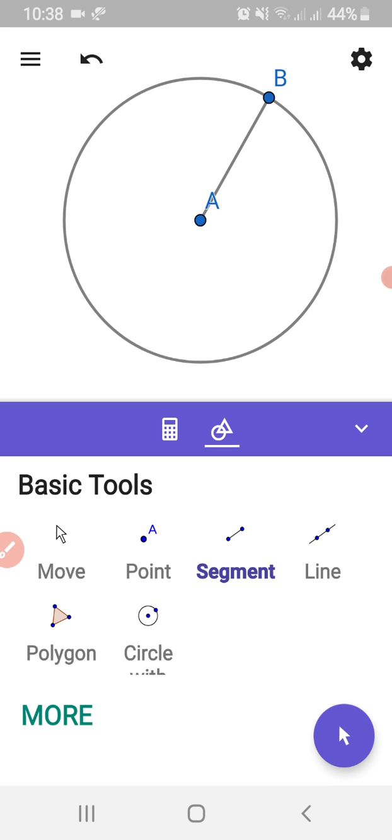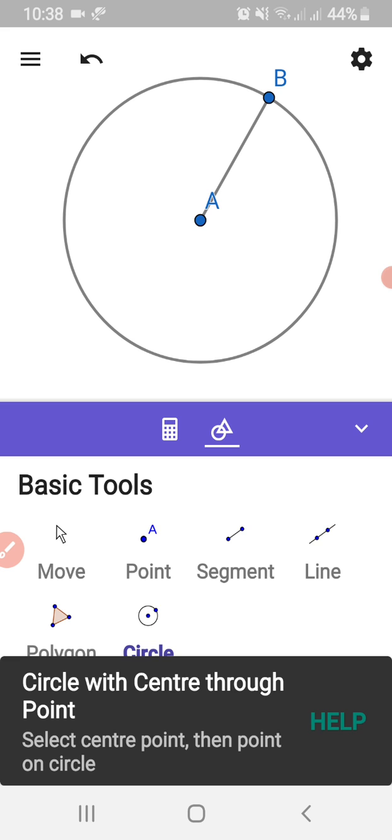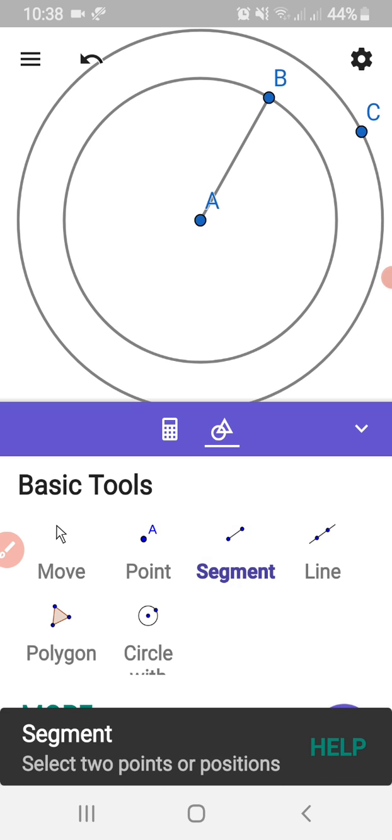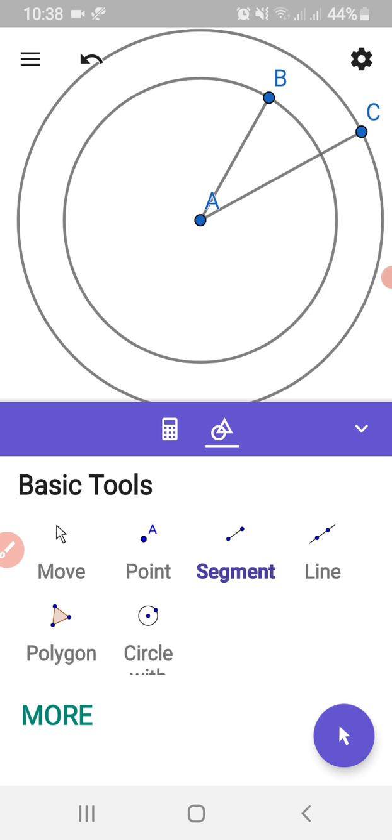AB is the radius. Now I'm going to draw another circle with same center A. Now what is the center of the second circle? A. And the radius AC. Observe carefully, the circles having the same center, they are called concentric circles.